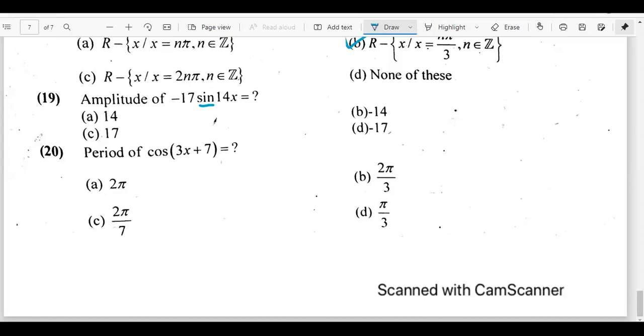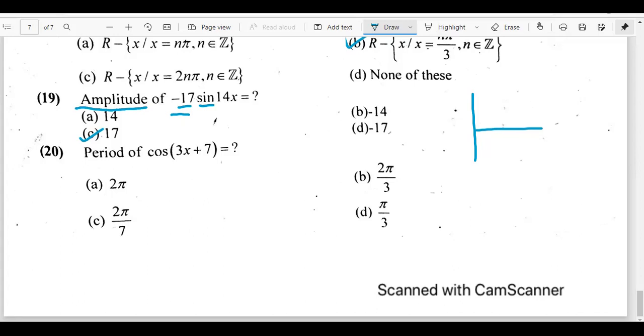Now, what if you had minus 17 sine 14x? In that case, the amplitude is going to be? Minus 17. No, it would be 17. When we talk about amplitude, we only talk about the height. The graph would again be the graph of a sine function, but the only difference is that instead of 1, it would be 17. So you basically pick up this number and write down its mod. Do you know what mod is? Mod is the positive form of any negative number, so it would be 17. Amplitude is just the height, and heights can never be negative, which is why it is going to be positive only. Very good.